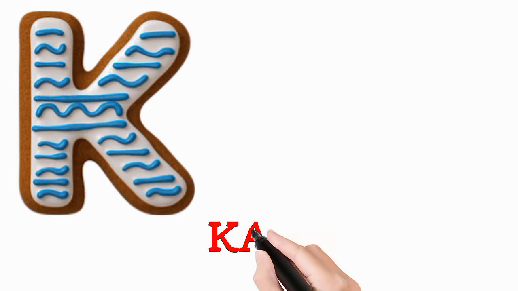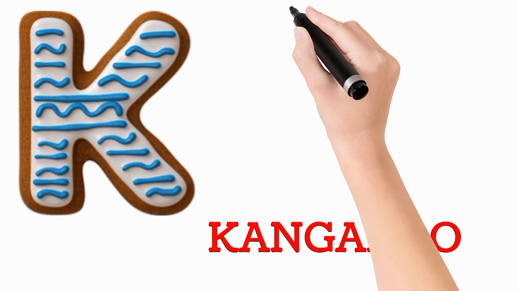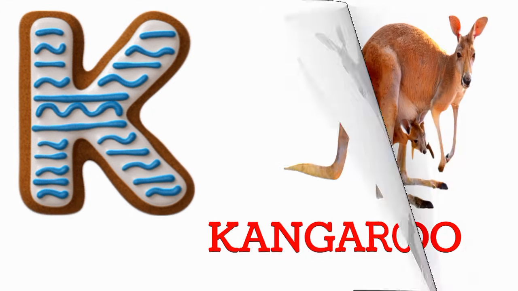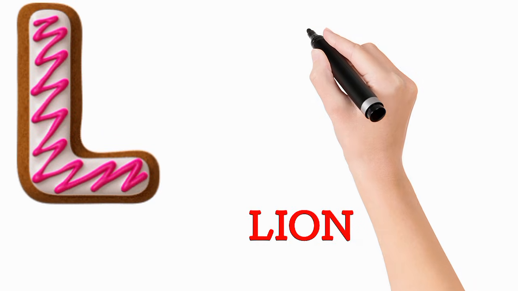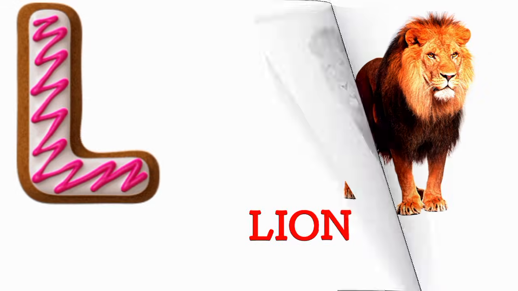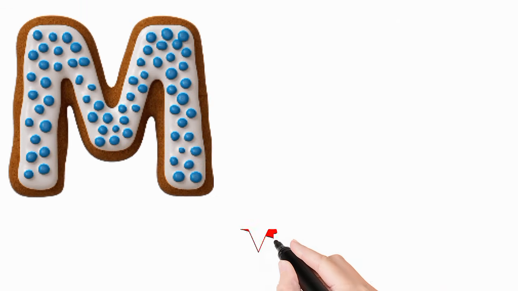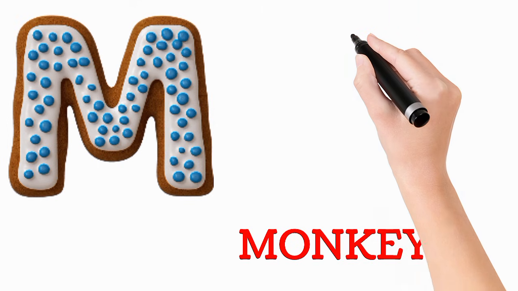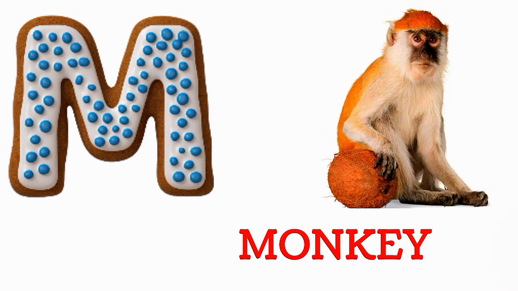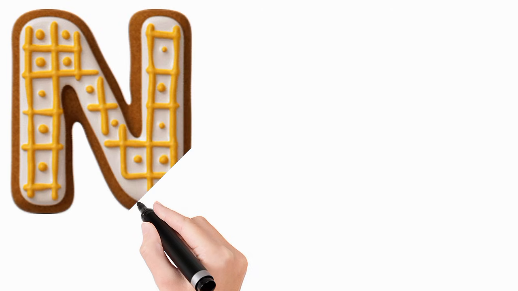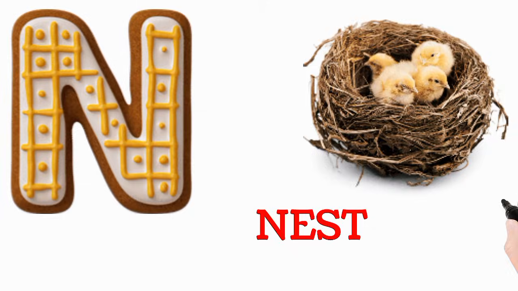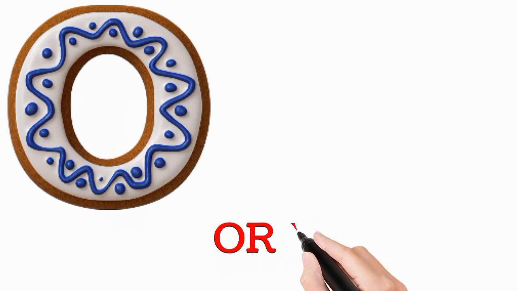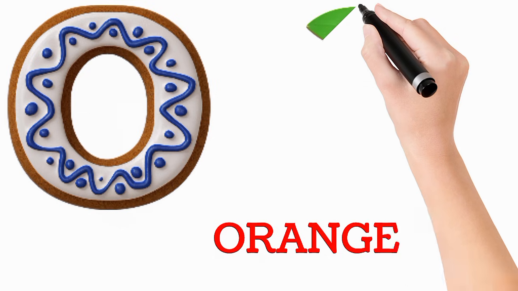K for kangaroo. L for lion. M for monkey. N for nest. O for orange.